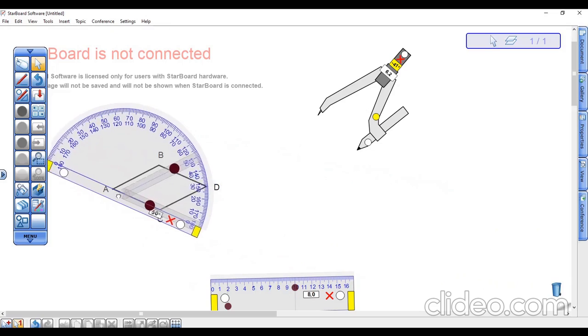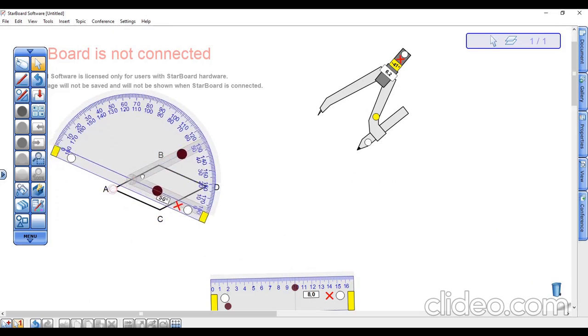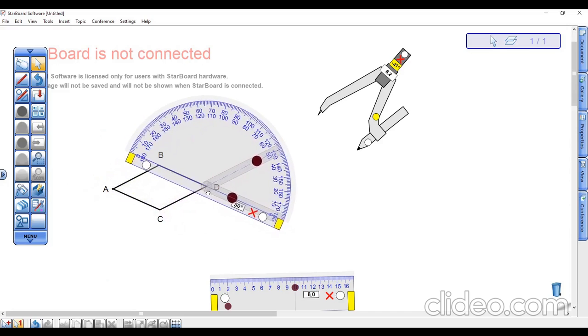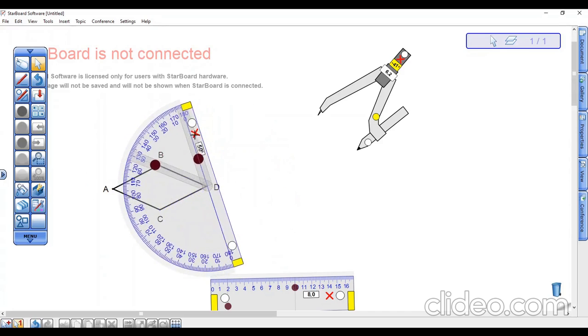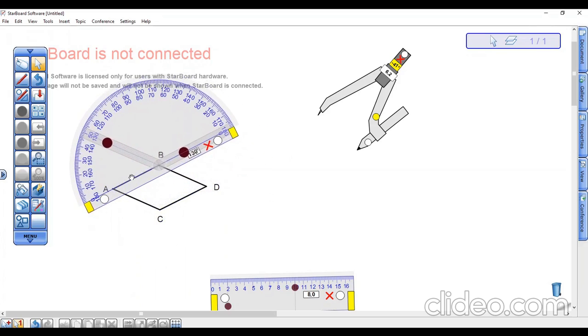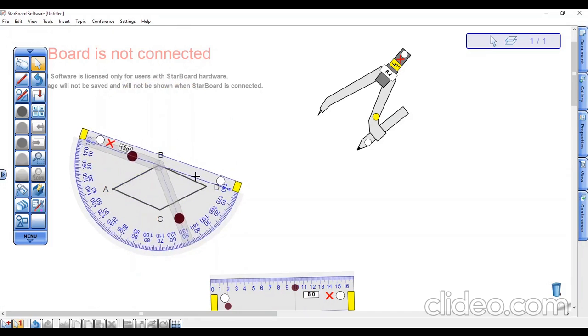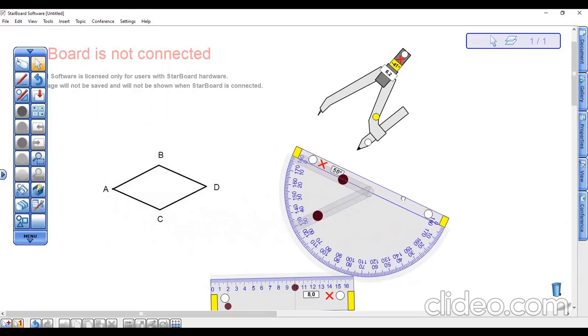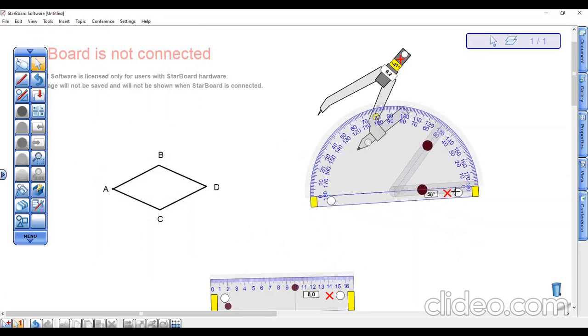Now let's measure the angles. This angle here, 50 degrees. This angle here is 130. This angle, I'll have to rotate it like this. This angle is 50 degrees. And this angle here, let me rotate it, is 130 degrees. Again, the opposite angles were exactly the same and all the sides were equal.